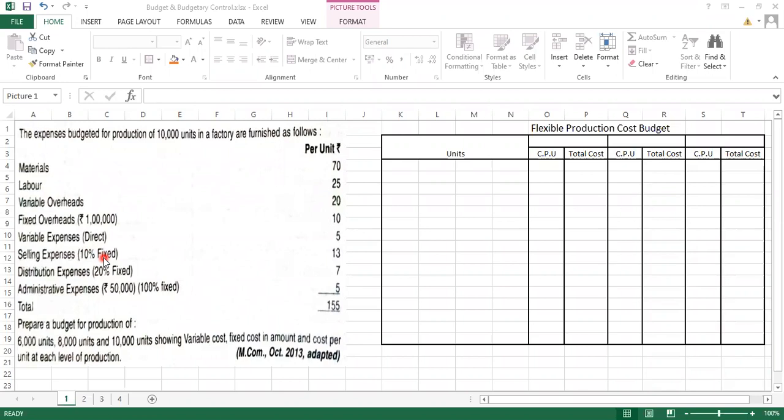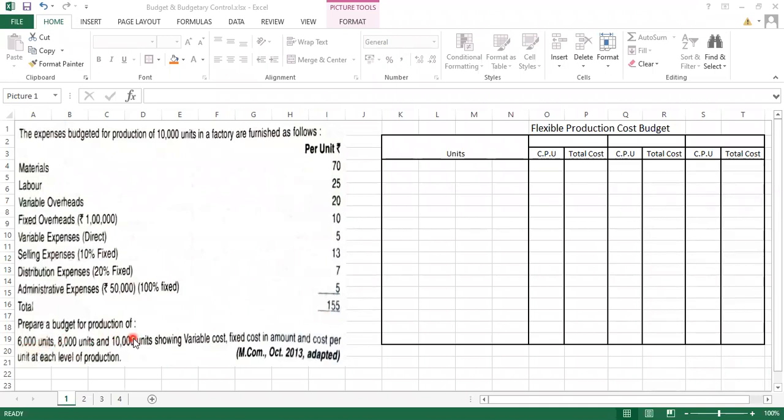Okay. अगर 10% is fixed तो partial will be the variable. So you just have to do it कि कुछ portion इसका variable cost में जाएगा, कुछ portion इसका fixed cost में जाएगा. Same way distribution expenses 20% is fixed. So if 20% is fixed मतलब 80% of is variable. So 80% will go in the variable, 20% will be going in the fixed cost. Administrative expenses ₹50,000 100% fixed. पूरा का पूरा administrative expenses is fixed, so you have to write down this in the fixed cost. Total is given 155 per unit.